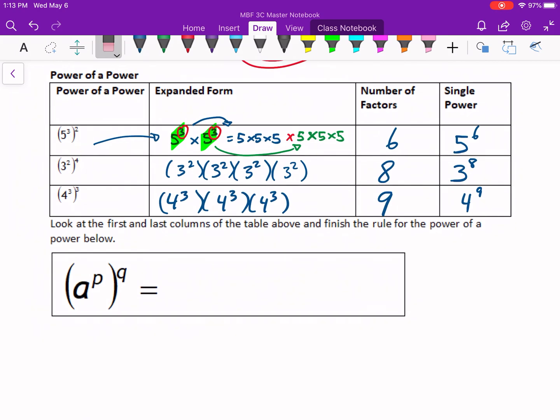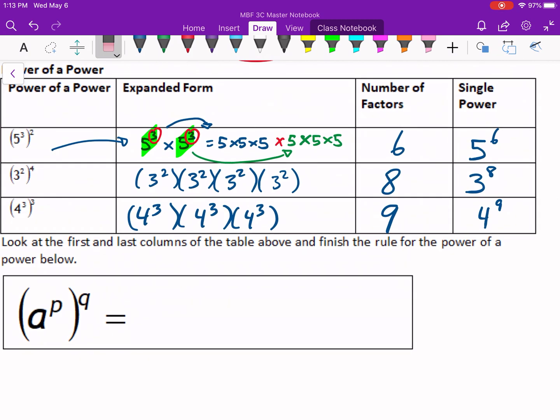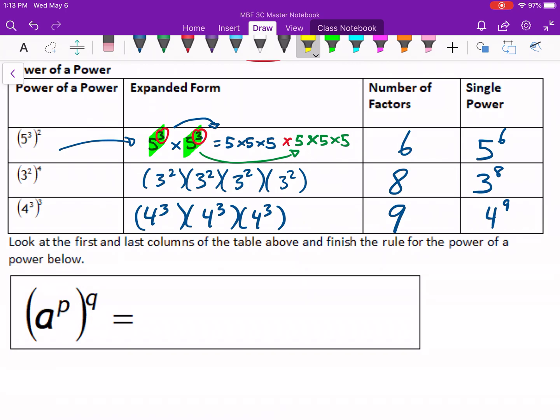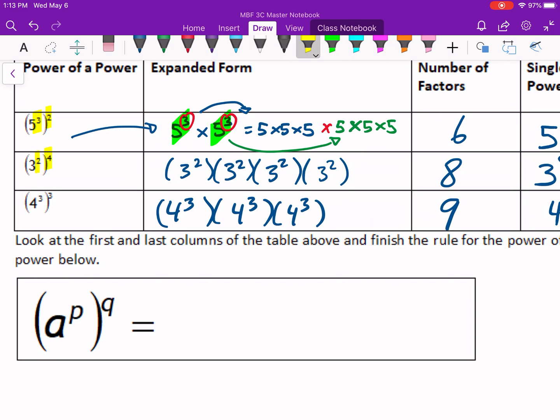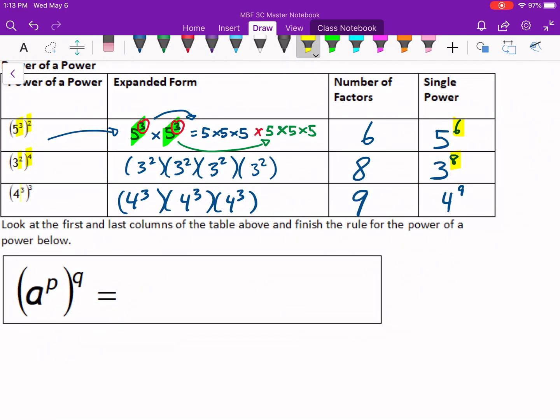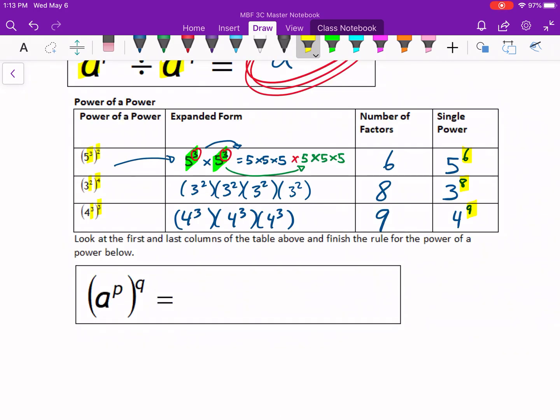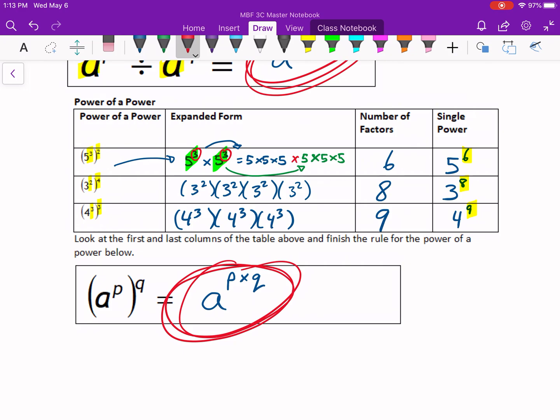Do we have a shortcut that we can see to jump from the first column to the last column? Well, I've got a 3 and a 2, and I end up with a 6. Well, 3 times 2 equals 6. Let's see if that works. I've got a 2 and a 4. 2 times 4 equals 8. I've got a 3 and a 3. 3 times 3 equals 9. So if I've got a power of a power, now I'm going to multiply the exponents together. So the base is still a, but the exponent becomes p times q. And so, again, really easy, but you just have to be clear on how you're looking at it. You have to know what's going on.